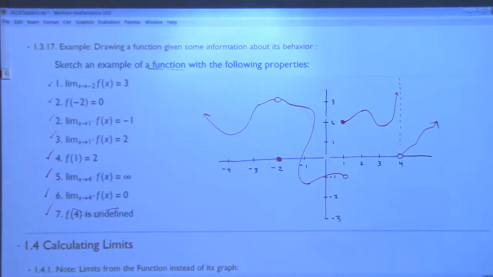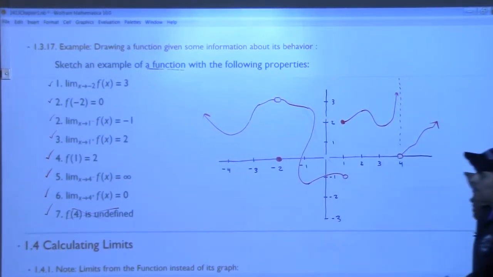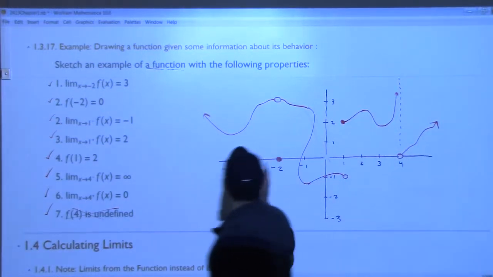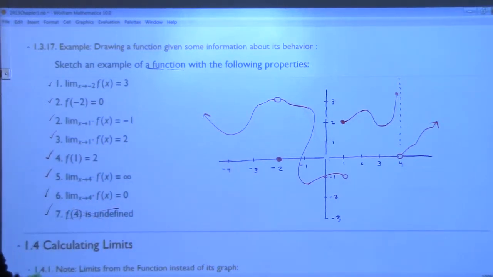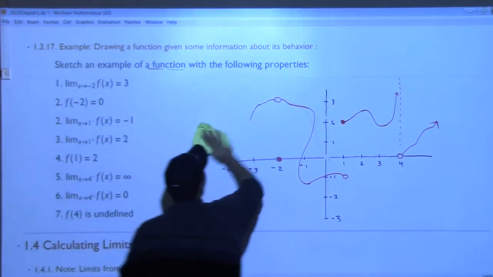There's a few problems like this on your homework. So see how that goes. Anything else I need to clarify there? Remember, everyone's picture is going to look a little different depending on how they decide to make certain things go. But we should all be able to look at the picture and say that these things are true. All right, we're moving on.